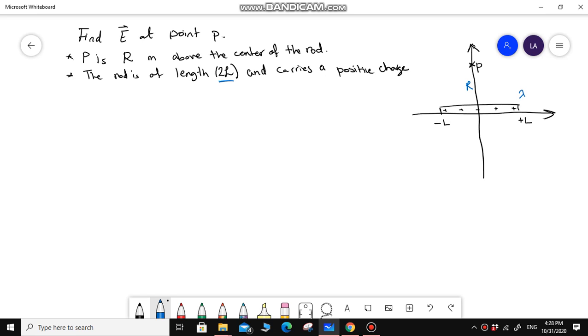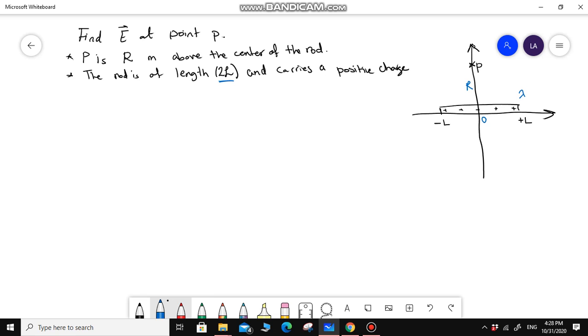So we placed it in a way that the first end of it lays at negative L and the second end lays at positive L. So there is some symmetry here. If this is the origin O, the distance between O and L is equal to the distance between O, the origin, and minus L. When we are interested in the electric field at point P.